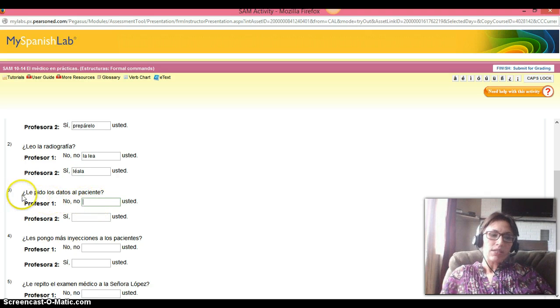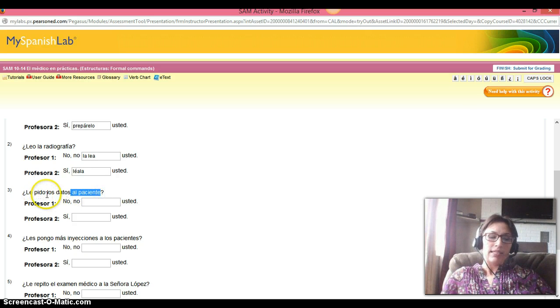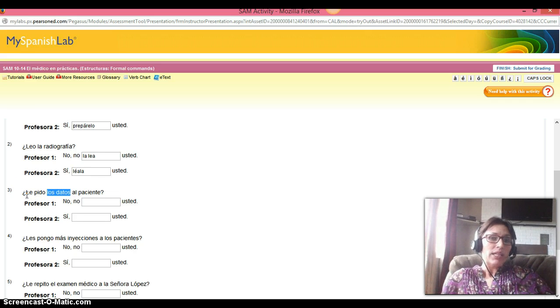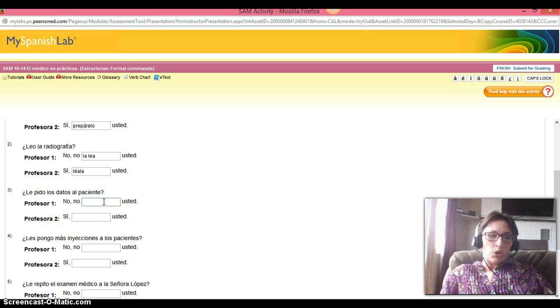Okay. Número 3 is the first one where we see both a direct and an indirect object. So we're going to have 2 object pronouns here. The indirect object is le, or al paciente, and the direct object is los datos. So the pronoun would be los. That gives us that le, los sound, which we know we want to avoid in Spanish, so we're going to change the le to se, like we did earlier this semester. So no, and the verb is pedir. So no se los pida usted.